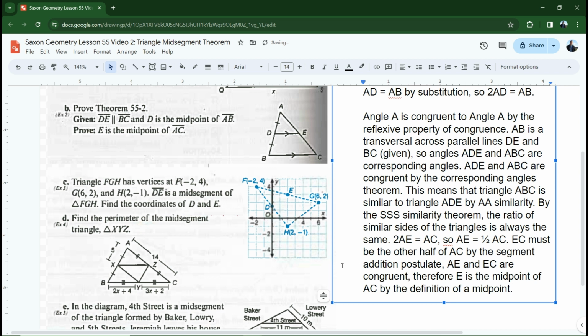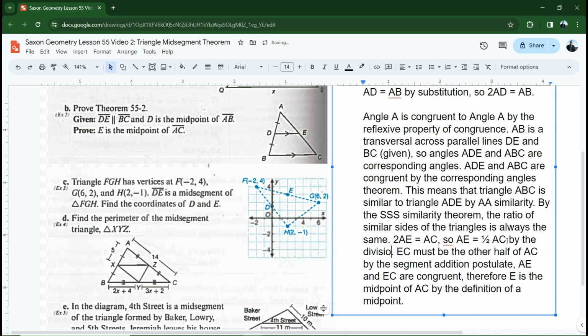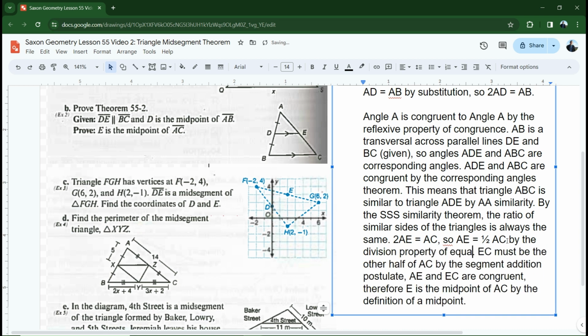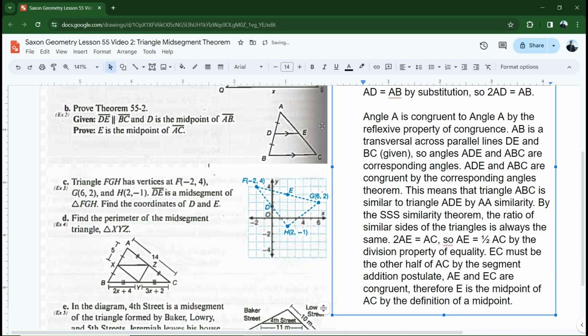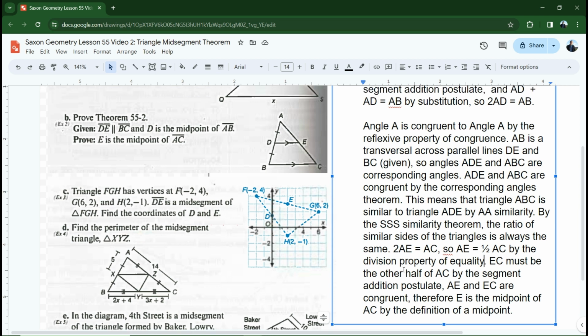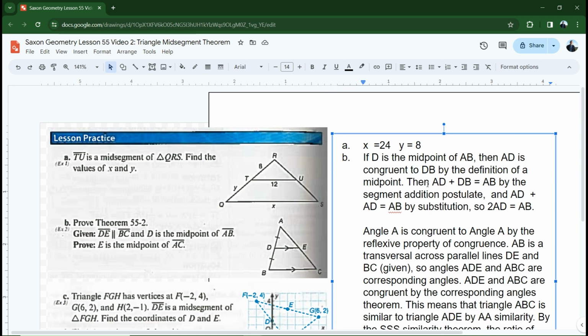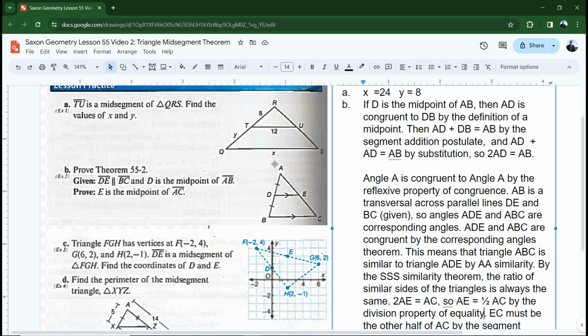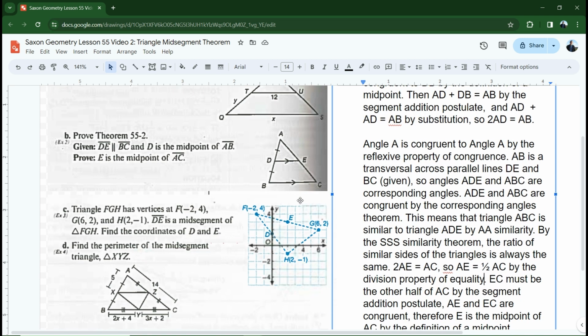Okay, so let me just have 2AE equals the long one, AC. AE equals half of AC by the division property of equality. EC must be the other half of AC by the segment addition postulate. So AE and EC are congruent, therefore E is the midpoint of AC. Basically what I did at the end here is I just worked this part backwards to prove that E is the midpoint of segment AC.